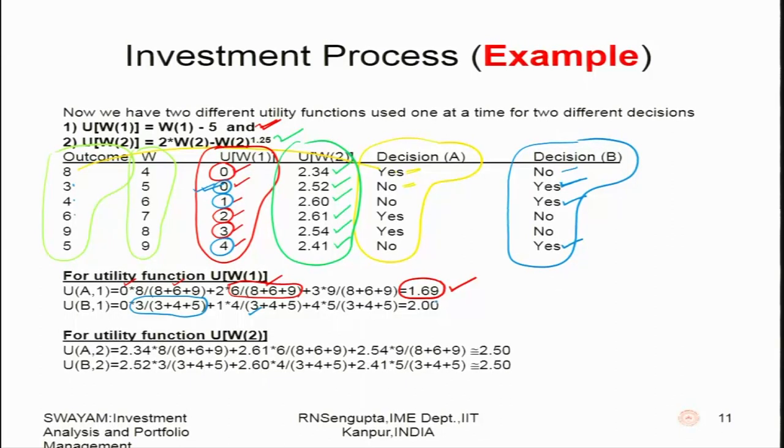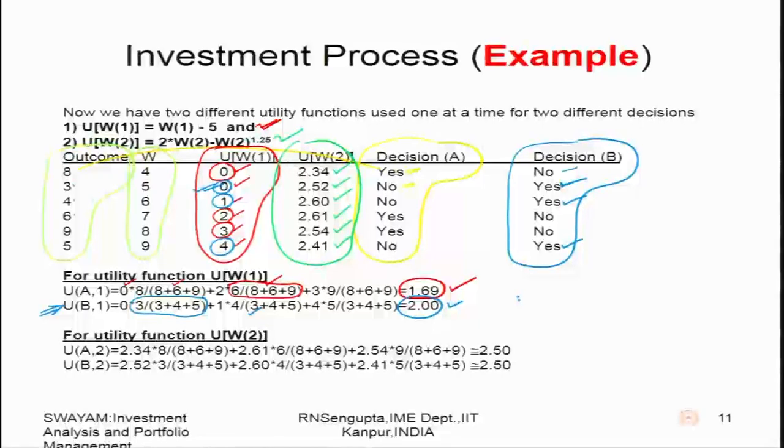So, once I find out the expected value, the value comes out to be 2. In that case, my decision B, based on the fact that I am utilizing utility function 1, which is linear, B would be ranked higher than A. This is the answer for the first combination of decision A, decision B, utility function 1. Let us change the utility function to 2.